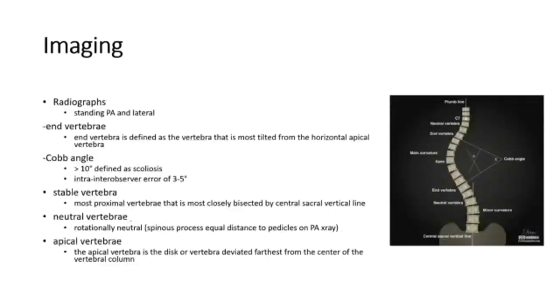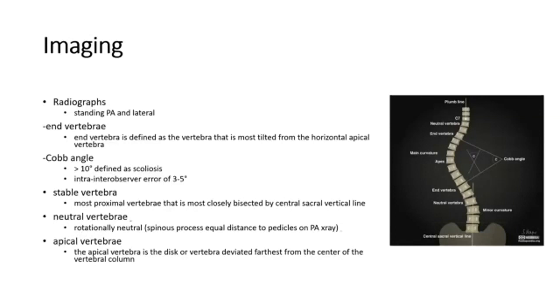So again, between these two end vertebrae is the famous Cobb angle that measures the angle of scoliosis. This is important because your red line here is usually 40 to 45 degrees. That is the red line between intervention and non-intervention. And then you have the so-called apical vertebra, the apex of the curve, which is the disc or vertebra deviated farthest from the center of the vertebral column, which is this central sacral vertical line. So this is the apical vertebra.